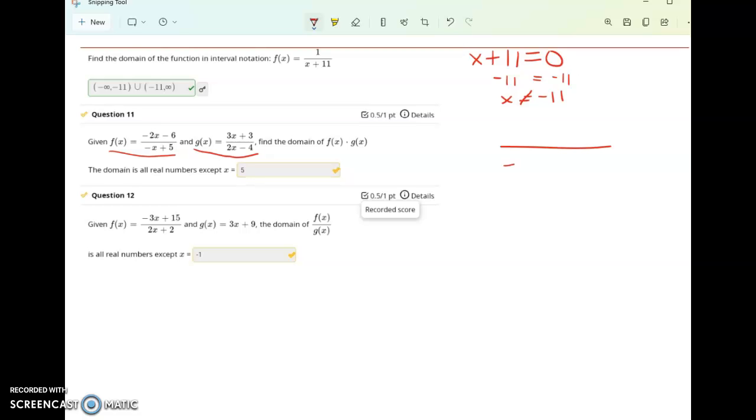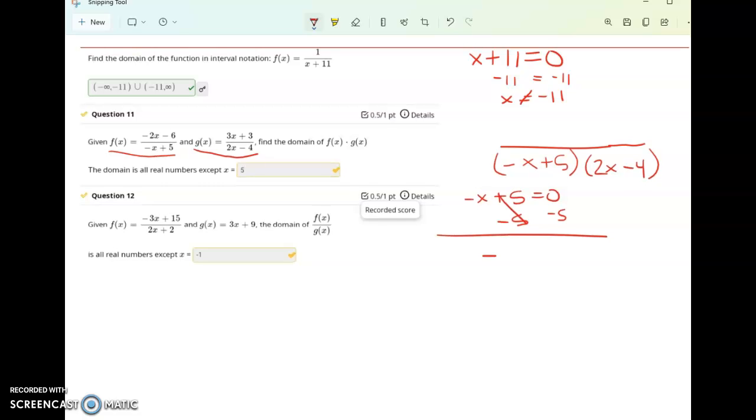So in our final answer, I know I'm going to have negative x plus 5 times 2x minus 4. Now there could be simplifying that happens, but either way, before that happens, these two binomials are in the denominator. And so when I'm thinking of this domain, I have to consider both of these. So I can do negative x plus 5, set that equal to 0, and see what x value will give me a problem there. So subtract the 5, negative x equals negative 5, divide by negative 1. So if I have x equals 5, that will give me 0 in this parenthesis, or 0 in the denominator.